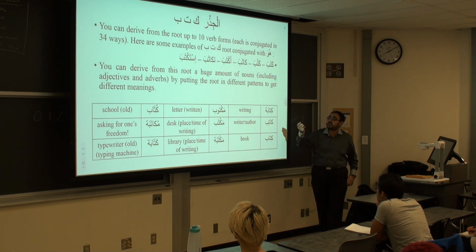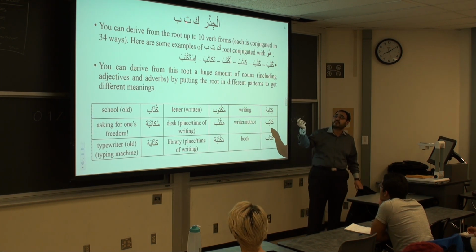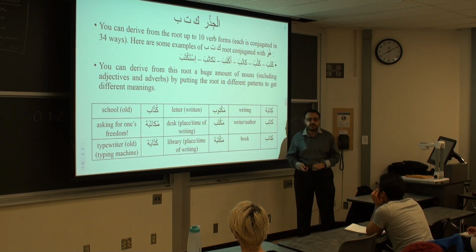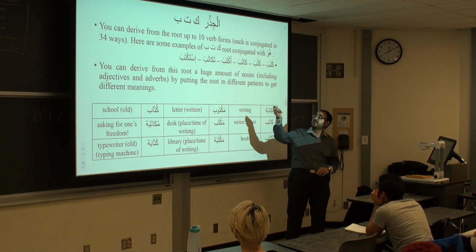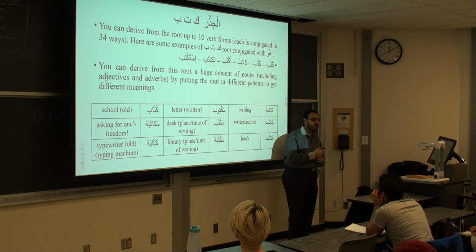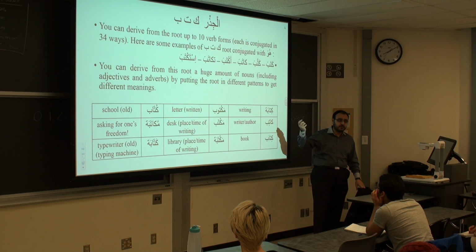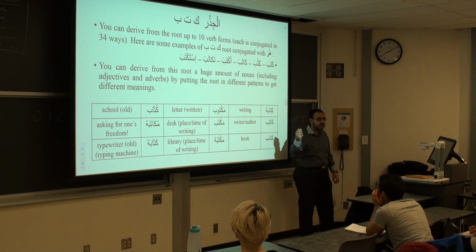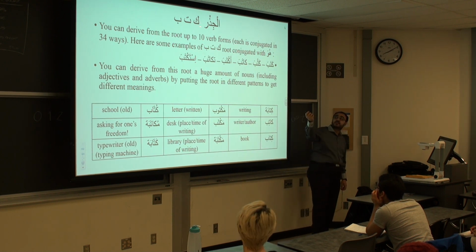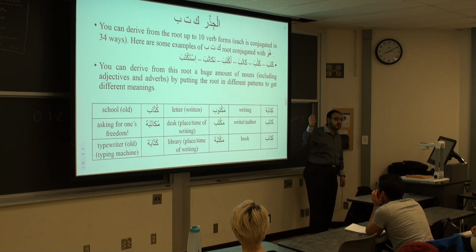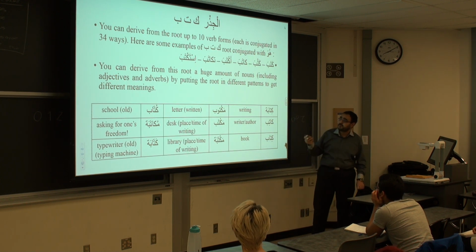So let's have, for instance, the root kaf, ta, ba. Anyone remembers what this root has to do with? Writing, yeah. So the root kaf, ta, ba has to do with writing. So by default, any word that has this root will have to do with writing.